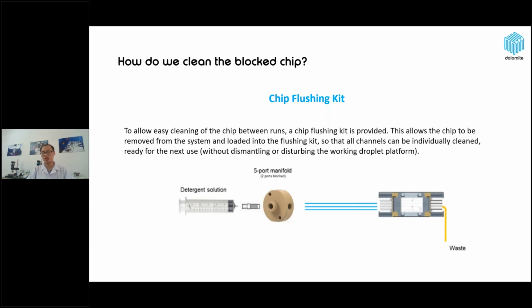I hope I can share this experience for you to solve the most common problem during microfluidic processing: chip blocking or contaminants during the experiment.